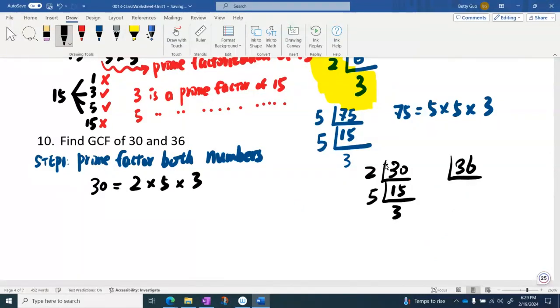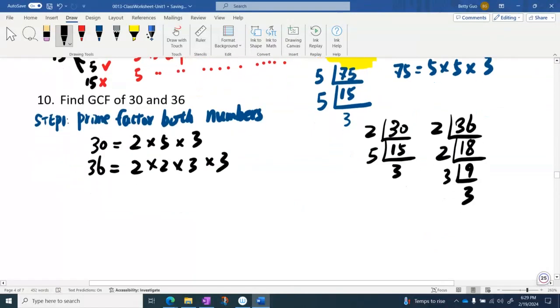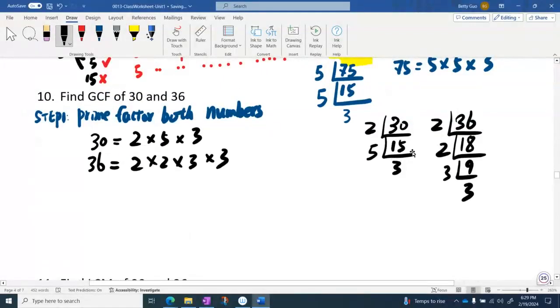36. We need to prime factor 36. Is even. Divided by 2, have 18. 18 is even. Divided by 2, have 9. And 9 is 3 times 3. This process is the prime factor a whole number process. So we have 36 prime factored as 2 times 2 times 3 times 3. After I prime factor both numbers, I place the two prime factorizations vertically. Align them like this, as you can see.